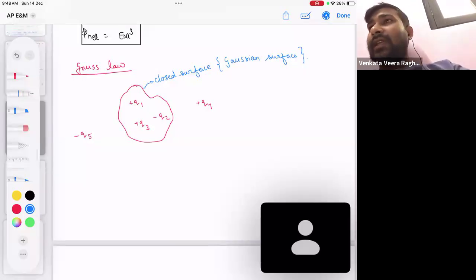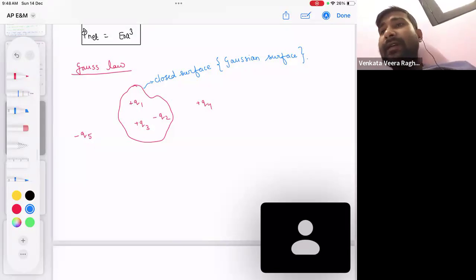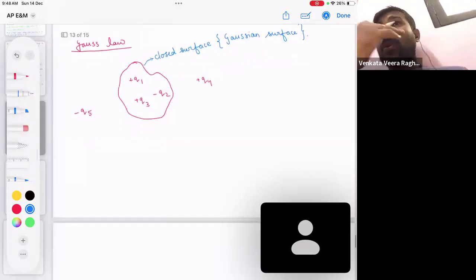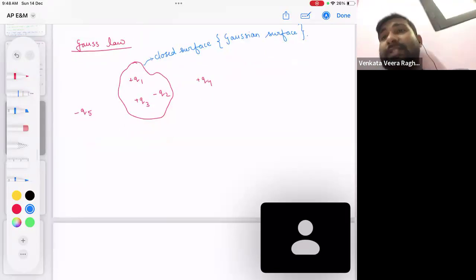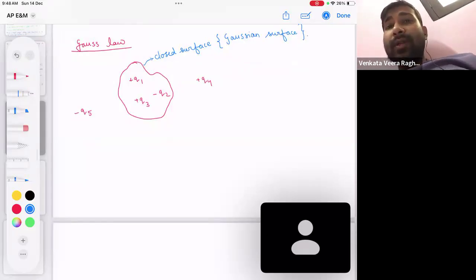It can be anything. It can be cuboidal, a cube, spherical, or cylindrical. So a Gaussian surface can be of any shape and size, but it should be a closed one. That is the one necessary condition about the Gaussian surface.